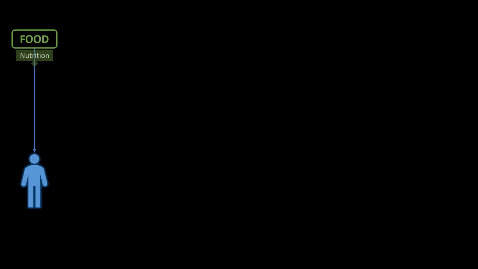So the food that is taken in the form of nutrition helps human beings or organisms to obtain energy in the form of ATP. And this energy is required by the organism for the metabolic process, for it to perform activities that are essential for us to be in a state of living.